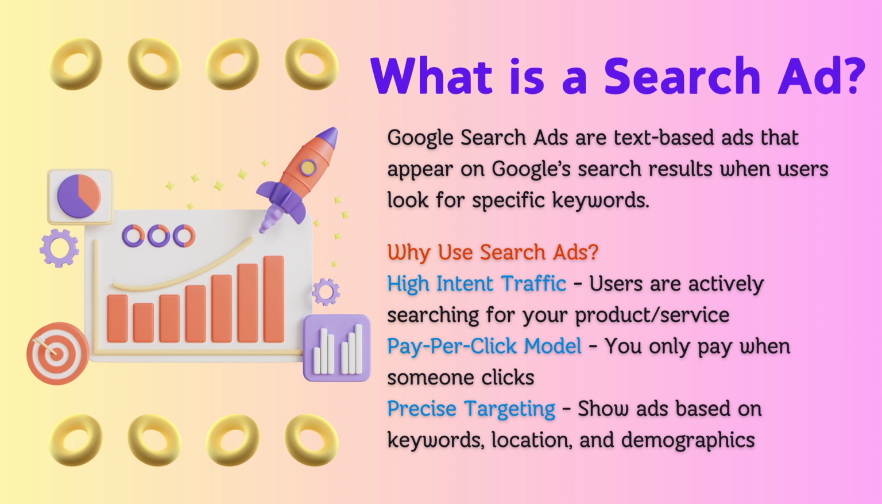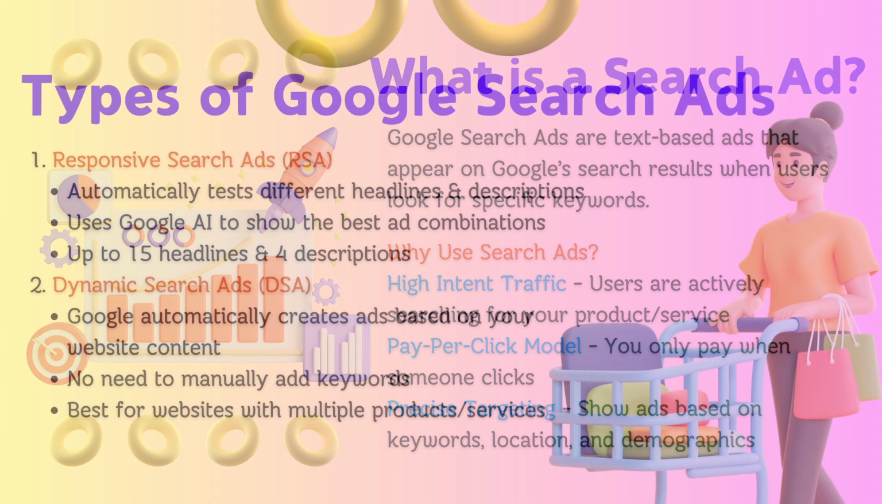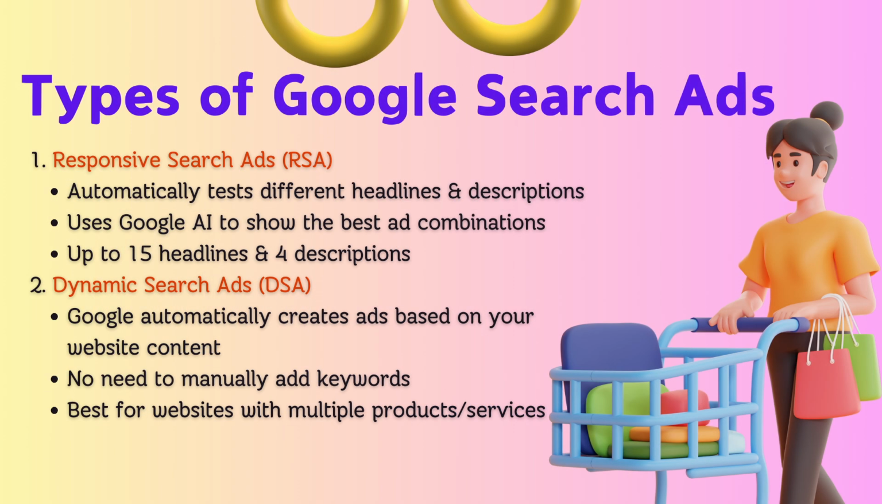So, why use search ads? Because search ads are high-intent traffic. Users are actively searching for the product or services which you are going to give, and it's a pay-per-click model. Users click, and only then will the amount be deducted. It's also used for precise targeting, so the ads are shown based on keywords, location, and demographics. Basically, a Google search ad means a sponsored result that you see on the top of the Google result page.